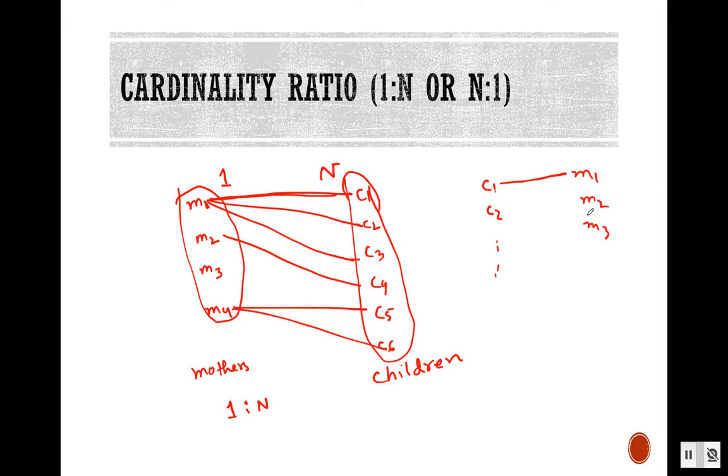So C1 has M1, so any other M2 cannot be his mother. So C2 has mother M1. Okay, so C3 has M1, his mother. Fine, but M1 can have more children, but each child can have only one mother. Okay, so that's 1 on the mother side, that's n on the children side. So that's actually the same thing, but if we just reverse the role, that will be a many to one relationship. So this is 1 to many, and the same relationship, just reversing the role, will be many to 1.